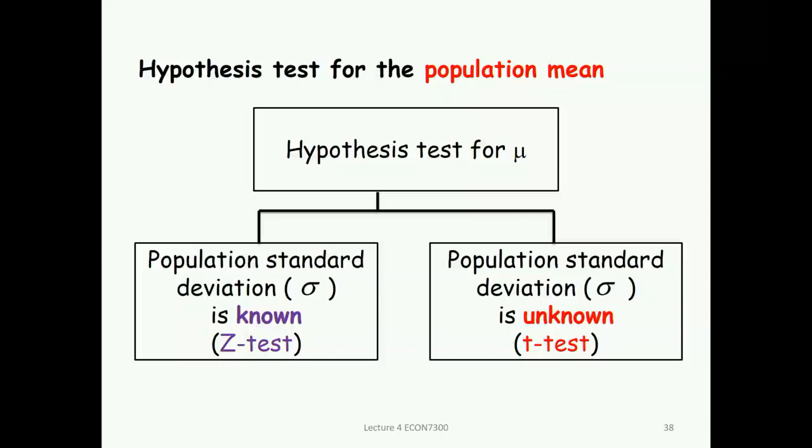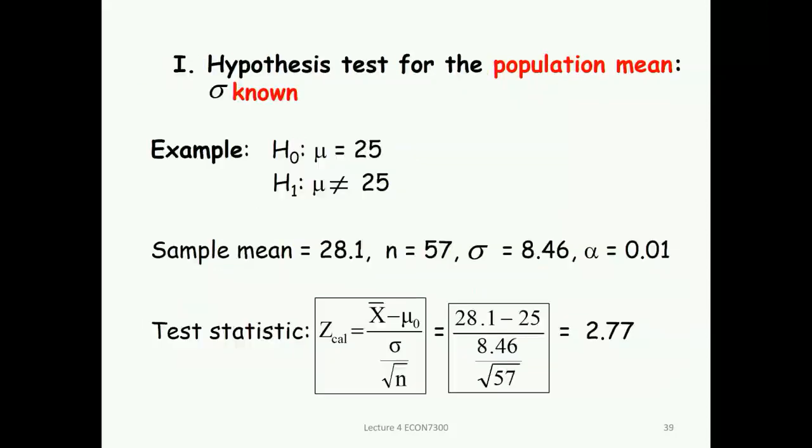Okay, let us continue. So, here, population standard deviation is given or known. We could use it for the mean as well as for the proportion. Here it's only for the mean. For the proportion it is always a Z test. Population standard deviation is given.